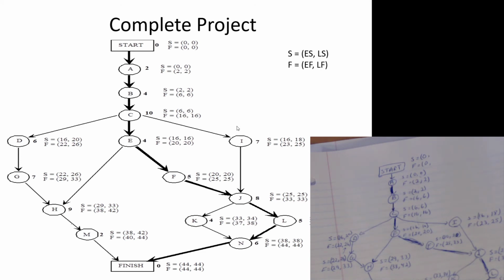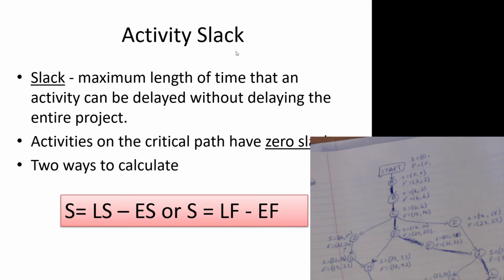So we have two types of slack. One is what's called activity slack. And that activity slack is the largest or maximum amount of time that a single activity can be delayed without delaying the entire project. Okay. One of the easiest things about the calculation is if you're on the critical path, you have zero slack, because by definition, any delay in an activity on the critical path will delay the project. So there is no wiggle room there. So the critical path activities by definition will have zero slack.